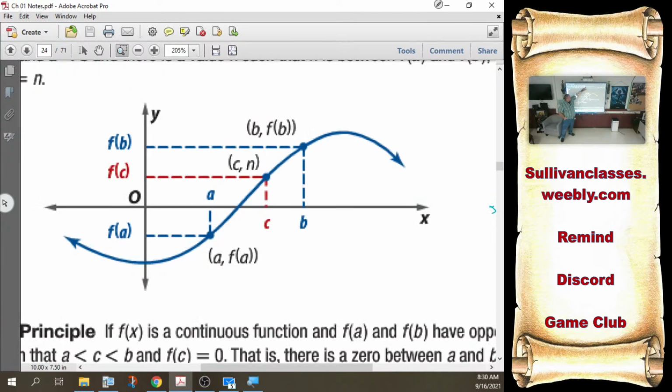Here's how it works. If I plug in A into the function and I get a negative number, and I plug in B to get the function of B, now it's a positive number. Well, if this gets me a negative, and this gets me a positive, what has to be somewhere between them? 0. The zeros of a function are somewhere between a negative and positive function value. Like that's it. That's the intermediate value theorem.